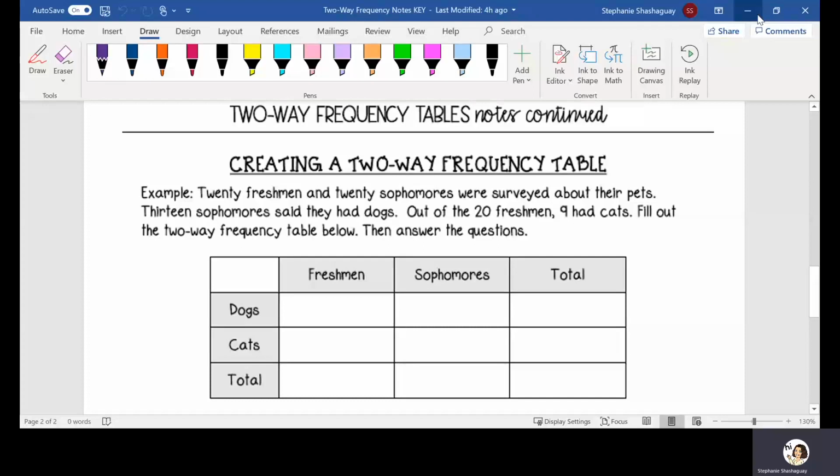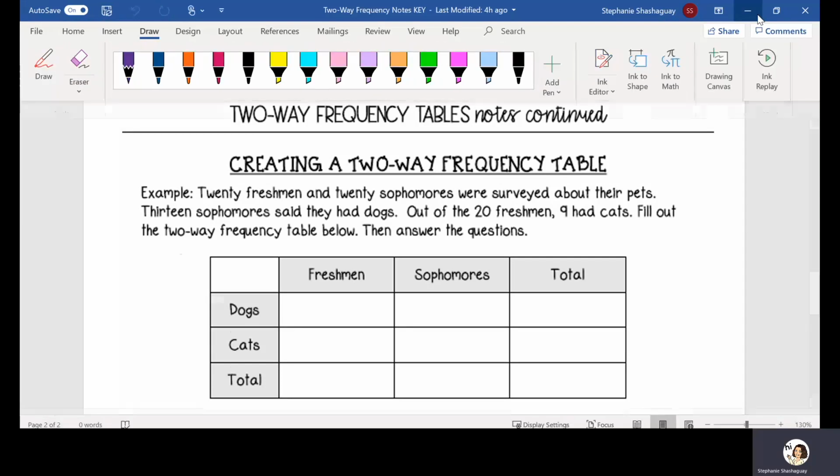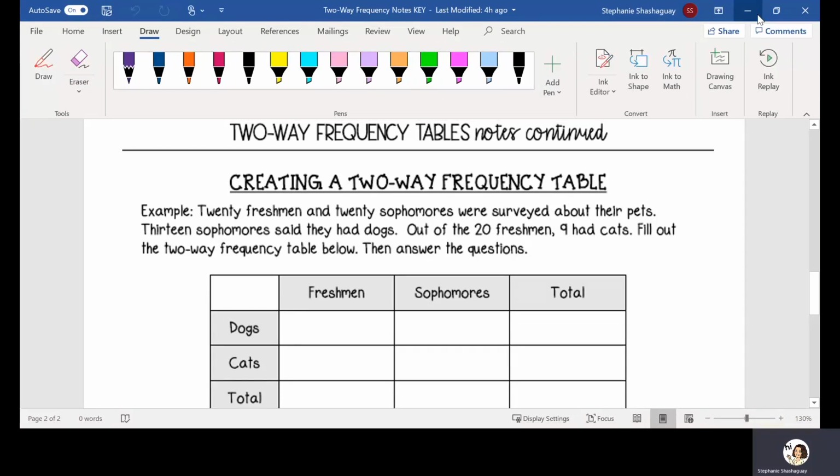All right, guys. So yesterday we worked with two-way frequency tables and we took some notes on the first page. Today we're going to continue those notes on page 2 that you should have already printed. If you don't have a printer, that's fine. You can just go ahead and write these notes in your notebook. But this part of the note is going to be talking about creating a two-way frequency table.